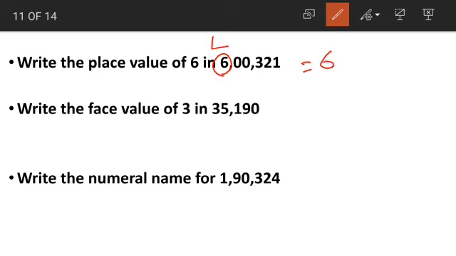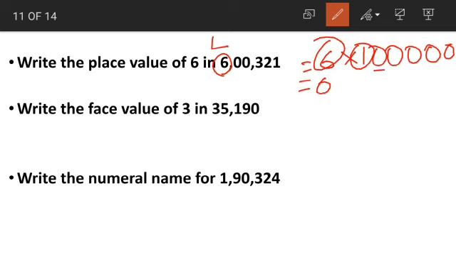6 is in lakhs place, so the place value will be 6 into 1 lakh. How do we write 1 lakh in numbers? 1 followed by 5 zeros: 1, 2, 3, 4, 5. Now what will the answer be? 6 into 1, 6, and then write these 5 zeros: 1, 2, 3, 4, 5.